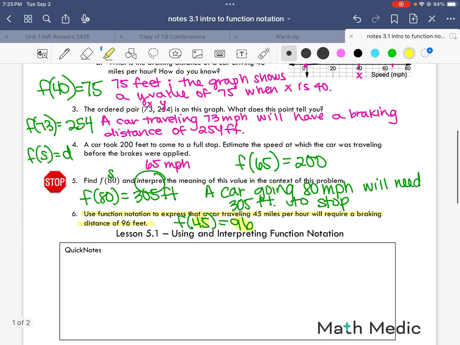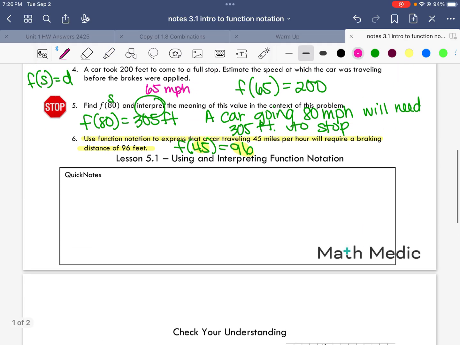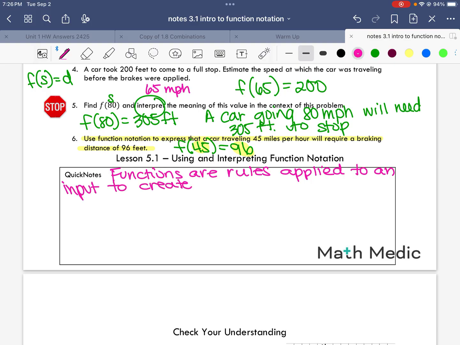Okay, so here in the notes, I want to capture a couple things that we just talked about and what some of these things mean. And then we're going to do a couple other practice problems here. So some things to jot down. Functions are rules applied to an input to create an output.